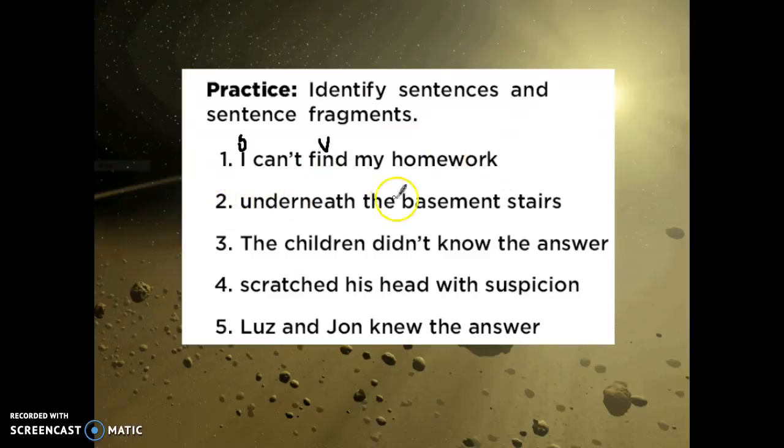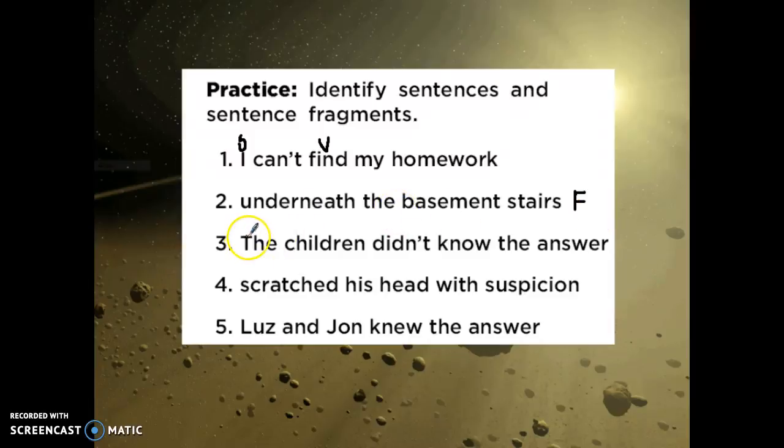Number 2, underneath the basement stairs. So mark steps. Let's see here. Ask, is there a verb? Underneath the basement stairs. I don't see any mind actions. No body action, so it's missing a verb already. So if it's missing a verb, chances are it's not going to have a subject either. So this one is a fragment. I'm just going to put a little F here at the end to signify that that's a fragment.